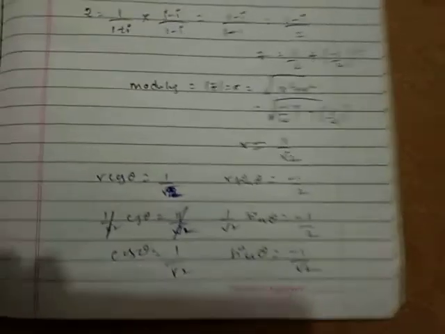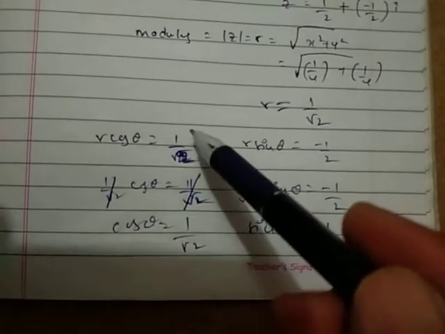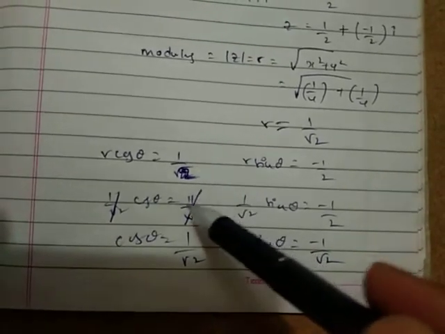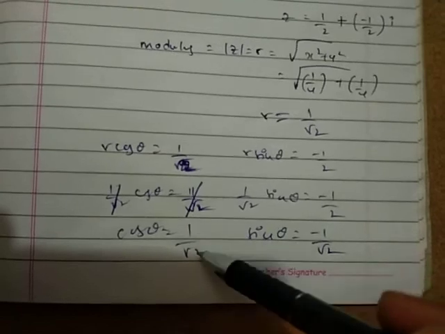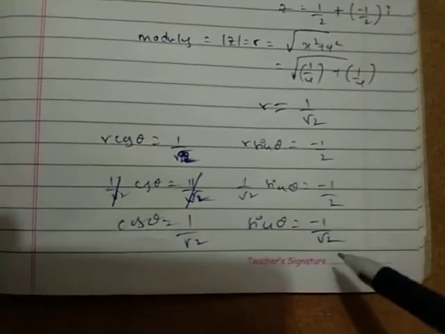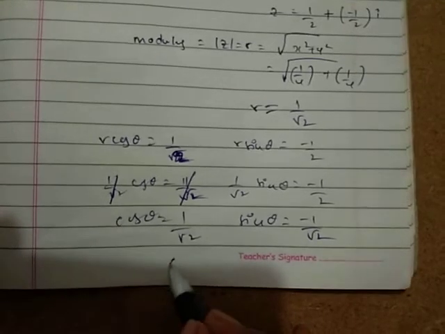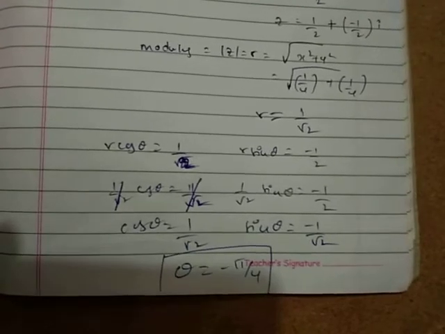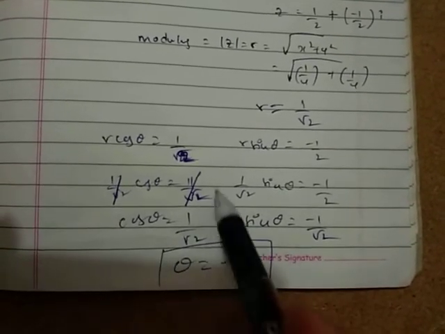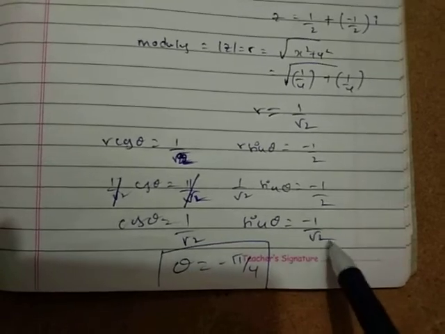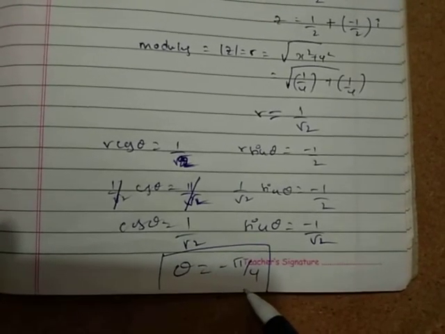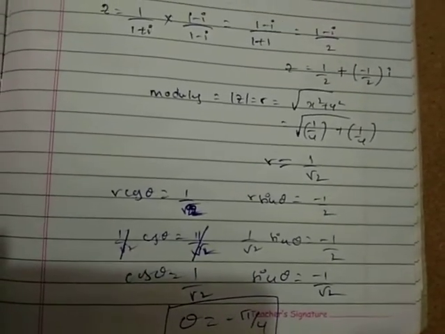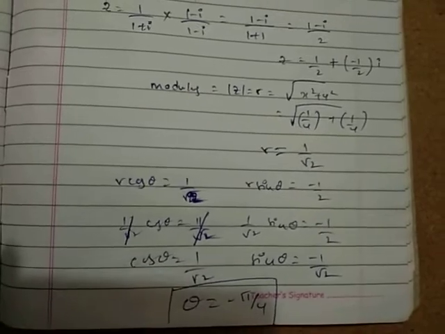When you consider these two things, cos theta is 1 divided by root 2 and sin theta is minus 1 divided by root 2. So we can say that theta is equal to minus pi by 4, because cos theta is positive and sin theta is negative. So theta, which is equal to minus pi by 4, is the required argument of the given complex number z is equal to 1 divided by 1 plus i. Okay, thank you for watching this video.